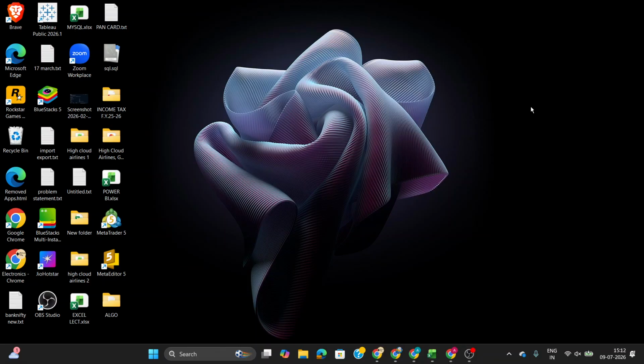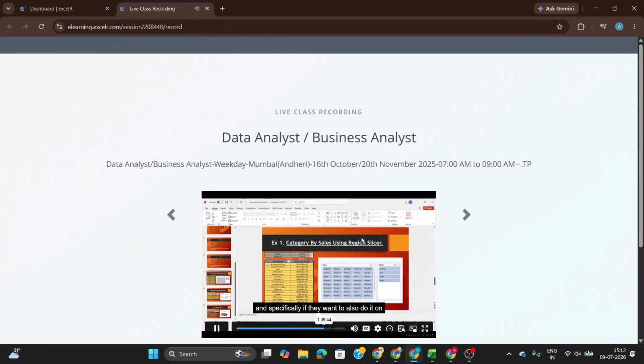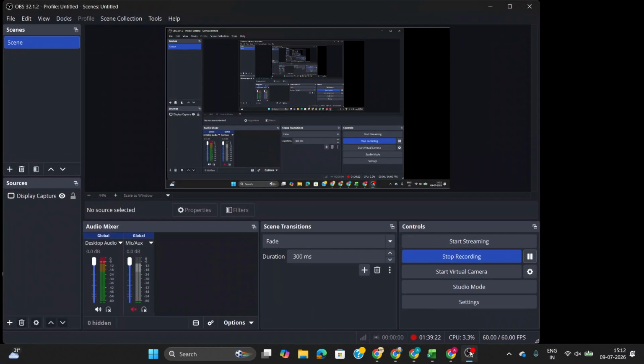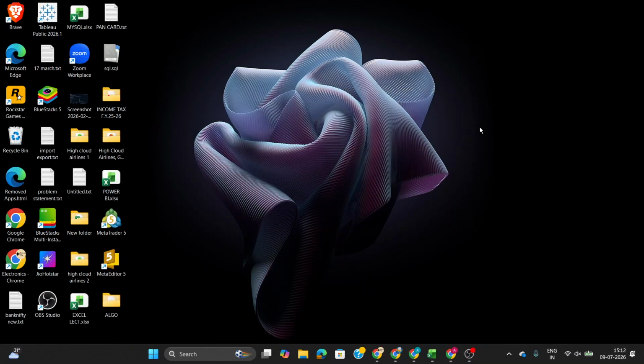So using the sample superstore data, I have prepared some examples like category by sales using region and state slicer. So here I have put the categories and the sum of sales, and here we have state and region slicer. So if anyone in the organization wants, they can filter as per the central region. If they want to see what category we are selling and what is the amount of sales, and specifically if they also want to do it on state, they can go into a deeper analysis.